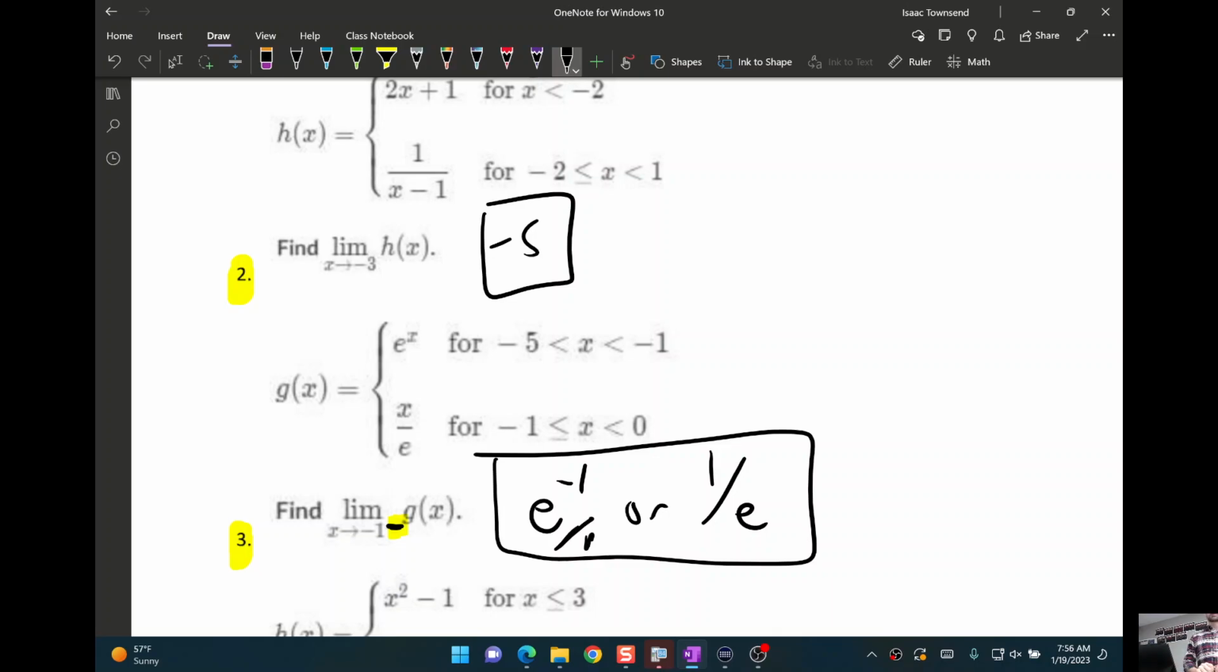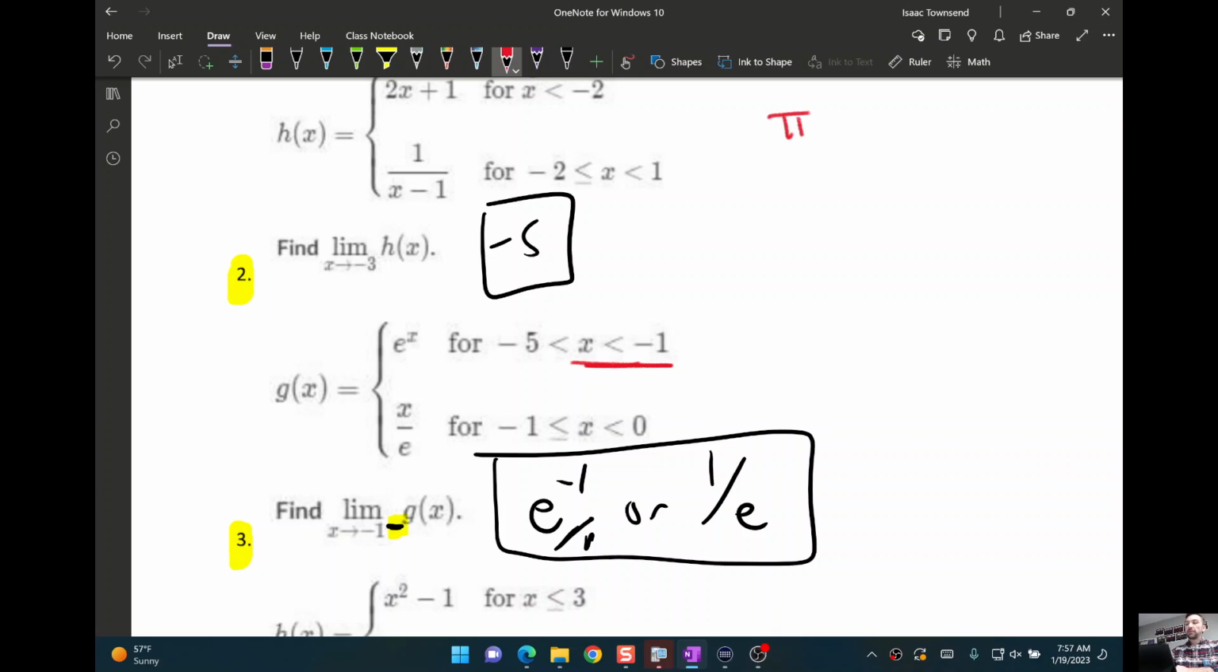It's the top one, not the bottom. Correct, because if you're coming from the left of -1, you want a number smaller than -1, and this is the one that's saying when x is less than -1. So yes, it has to be in the top one. Only the top one on that one because it was from the left.